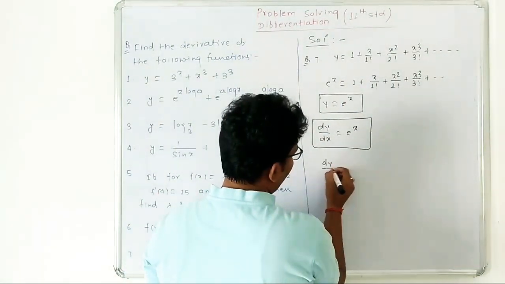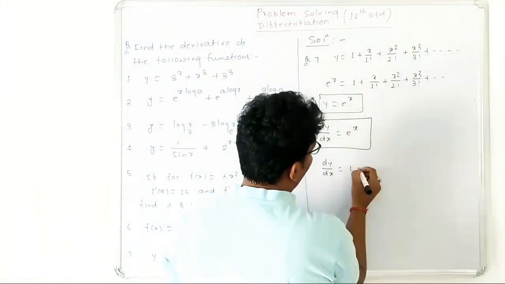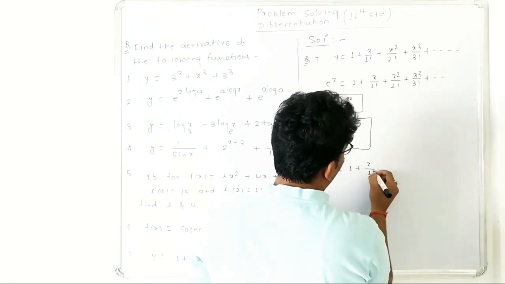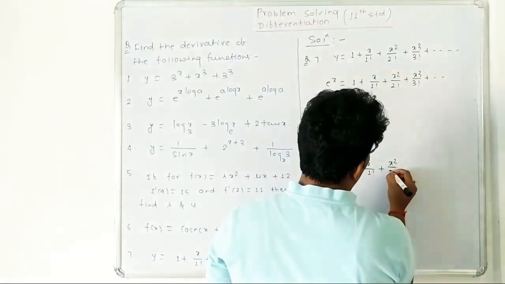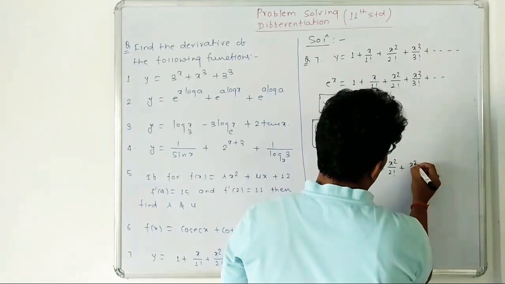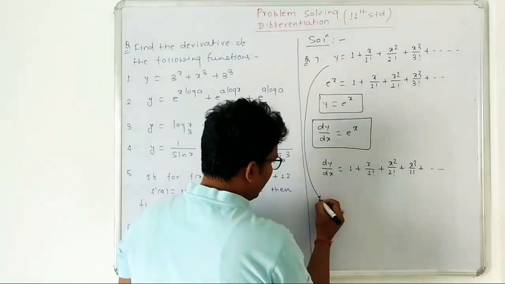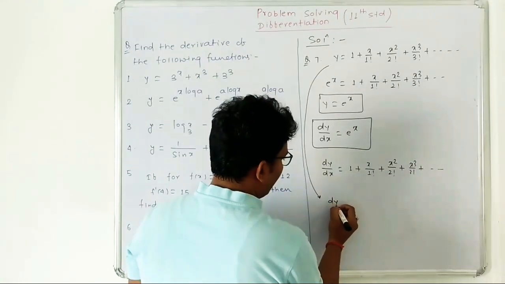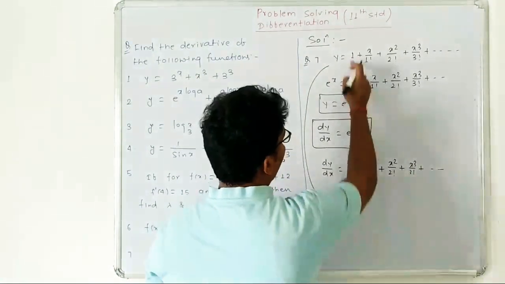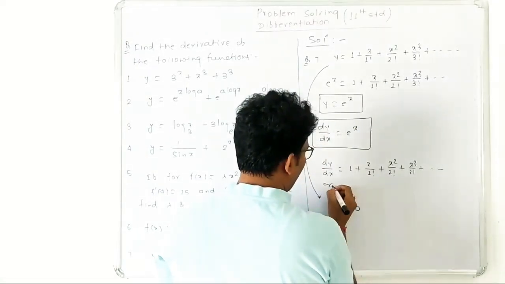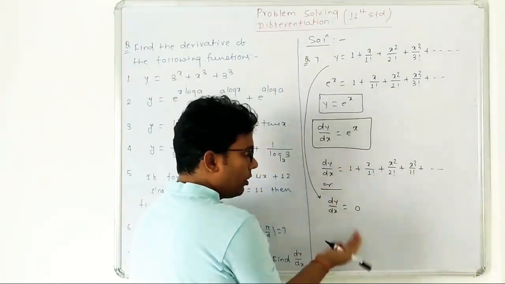So dy by dx, you will get the same thing: 1 plus x by factorial 1 plus x square by factorial 2 plus x cube by factorial 3. From here you can also directly find it. Is it coming the same, dy by dx? Okay, let's see. The derivative of 1 is 0.